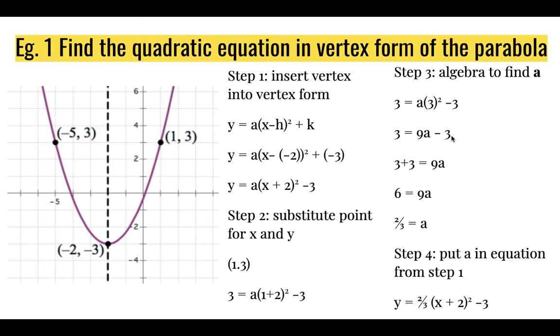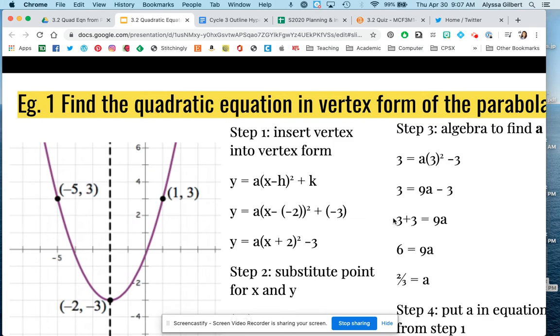To get rid of this 3, we have to add it to the other side. You do add it to both sides, but I like showing it this way. So 3 plus 3 equals 9 times a. 3 plus 3 is 6 equals 9a. And then to get rid of this 9, you're going to divide by 9 on both sides. So you would get 6 over 9, but that reduces to 2/3.